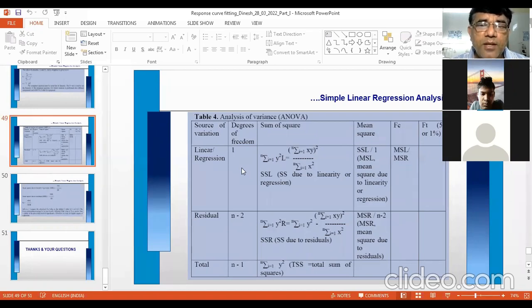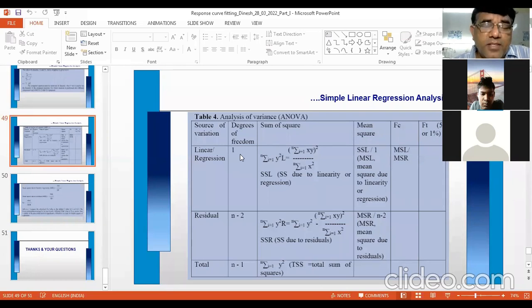In a linear equation, you get the power of x as 1. In a quadratic equation, you get the power of x as 2. In cubic, you get 3. So if your regression is linear, then the degree of freedom is always 1. If your regression is quadratic, then the degree of freedom is always 2. If your regression is cubic, then the degree of freedom for regression is 3. So according to the degree of regression, you can put the degrees of freedom here.